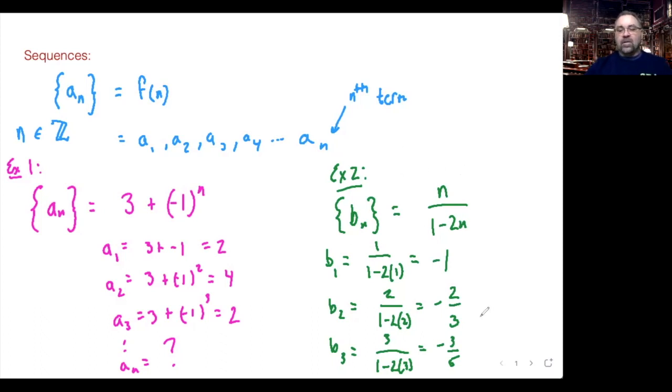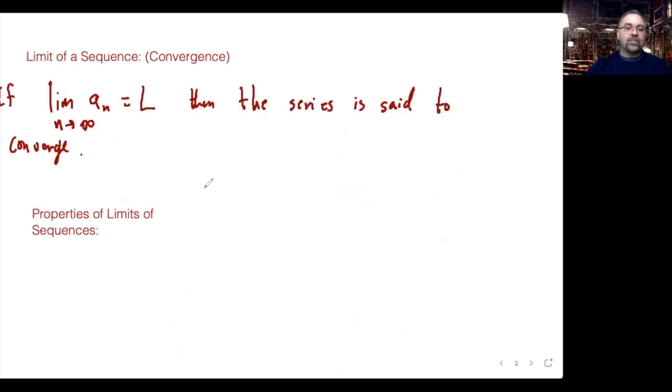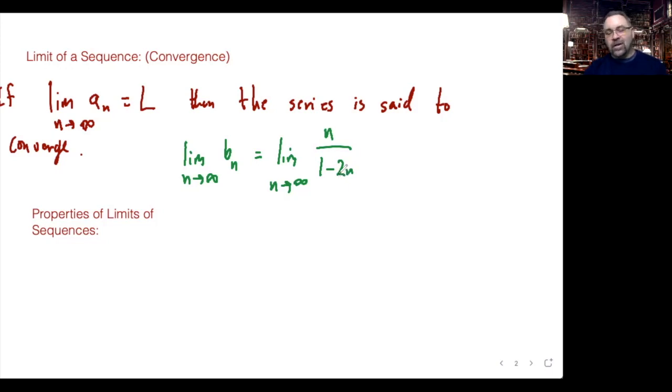If I think about that in terms of actually taking a limit, the limit as n approaches infinity, for example 2, oops, sorry, that was b sub n. We're talking about the limit as n approaches infinity of n over 1 minus 2n. Can you think of a way we could actually evaluate this limit? Isn't this going to be an infinity over an infinity case? I mean, it's infinity over negative infinity, but still. You could try L'Hopital's rule on this one.